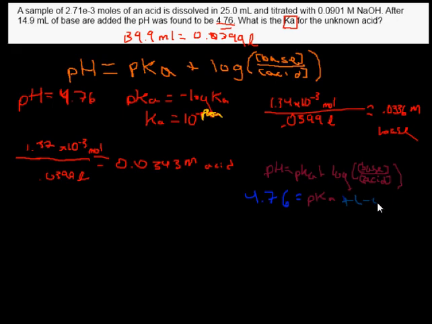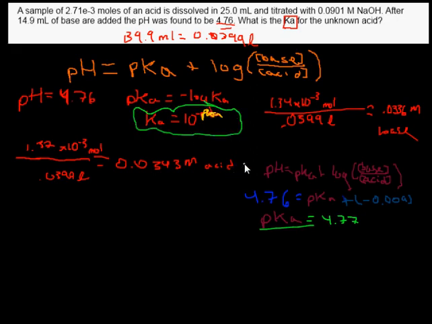So negative 0.009. And then if we solve for pKa, we can go ahead and say that pKa, plus about 0.01, is about equal to, and I'm just using a random color, 4.77. Well, so we found pKa. How do we find Ka? Using that equation right there that we already solved for.